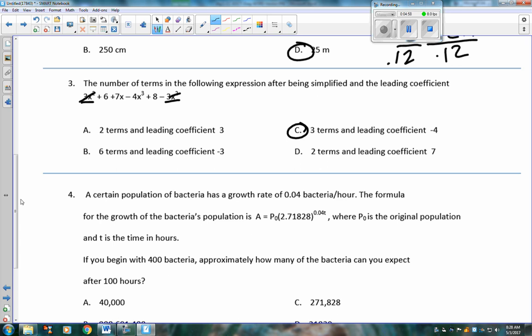So I'm going to have negative 4x cubed, because I'm putting them in order of the highest degree, plus 7x plus 14. A term is where things are being added or subtracted together. So how many terms do I have? 3. So it can't be A, can't be B, and can't be D. And the leading coefficient is the number in front of the variable with the highest degree. So my leading coefficient is -4. So C checks out.